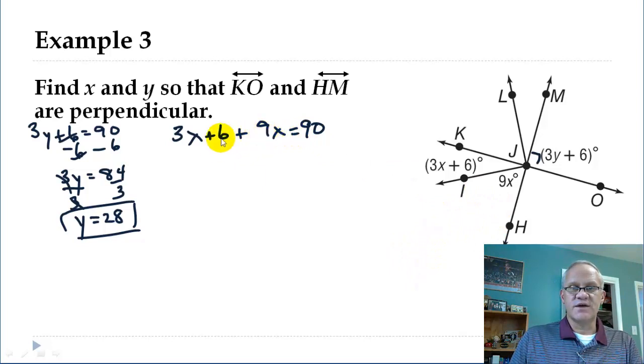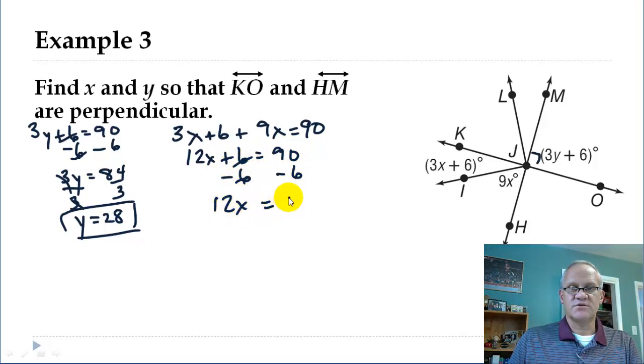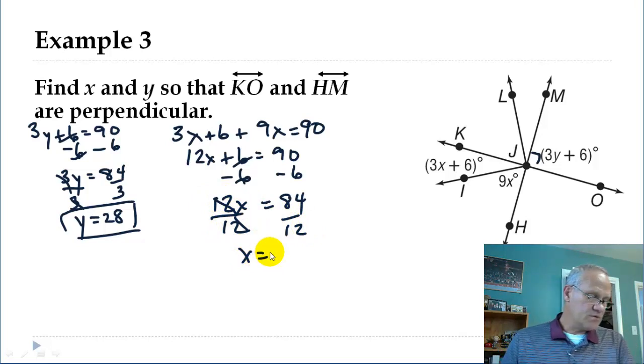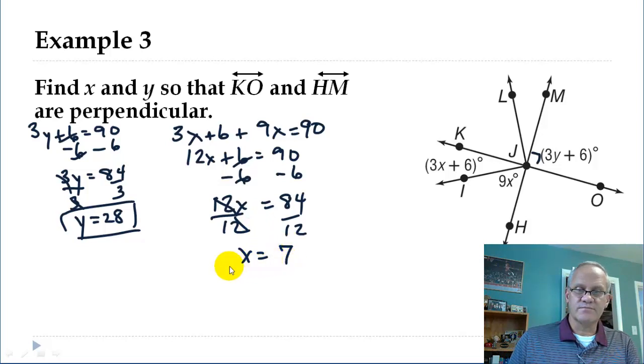All right, 9x plus 3x is 12x plus 6 equals 90. Subtract 6. 12x equals, again, 84. And divide by 12 this time. And so it looks like this time x is 7.